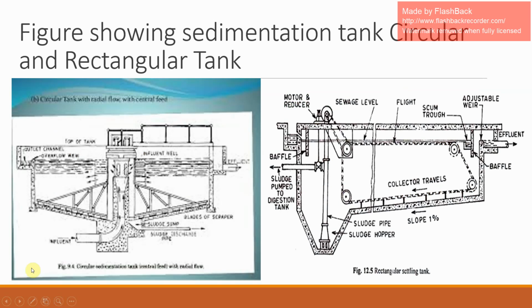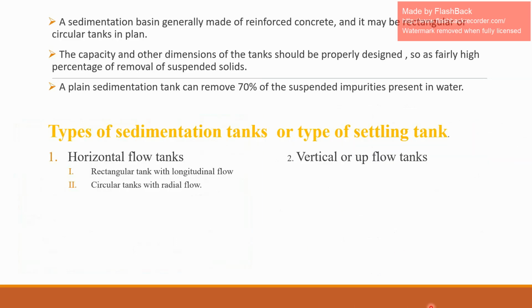This figure shows you a circular tank and a rectangular tank. Okay, a rectangular sedimentation tank is generally made up of reinforced concrete. It may be rectangular or circular in plan.